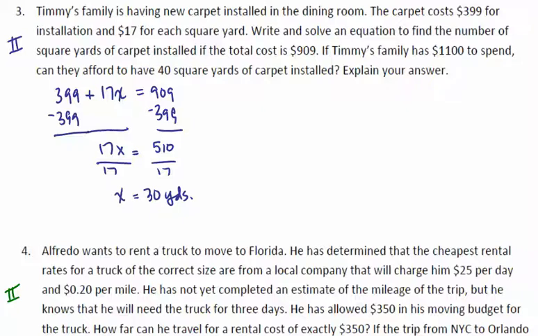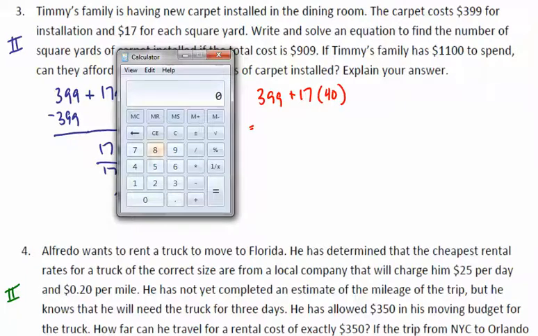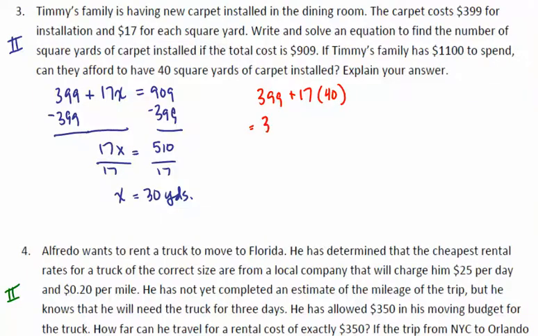Next, if Timmy's family has $1,100 to spend, can they afford to have 40 square yards of carpet installed? So we're going to go back to our formula, $399 plus 17x. This time, instead of solving for x, we're going to plug in x equals 40 and then solve. So first we're going to multiply 17 times 40 to get 680. So we have $399 plus 680.